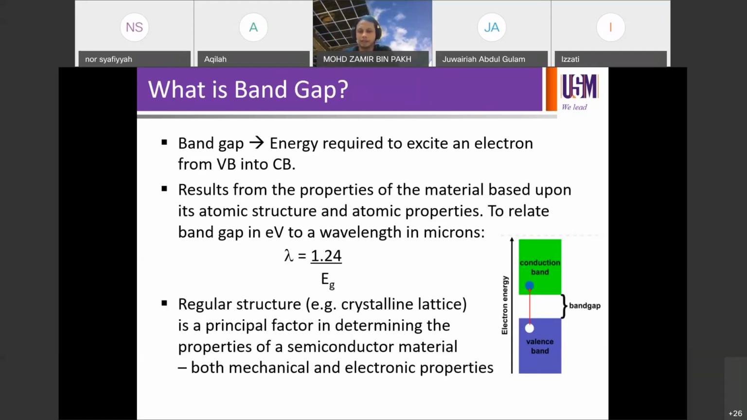So if you talk about silicon, for example, since the band gap of silicon is 1.12, let me write it down, hold on.